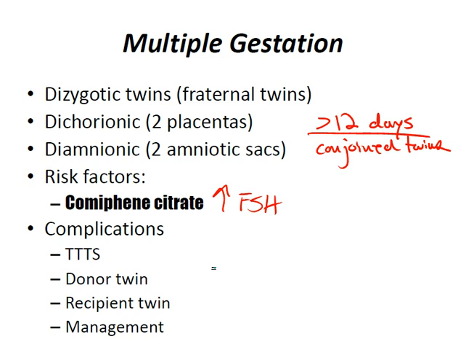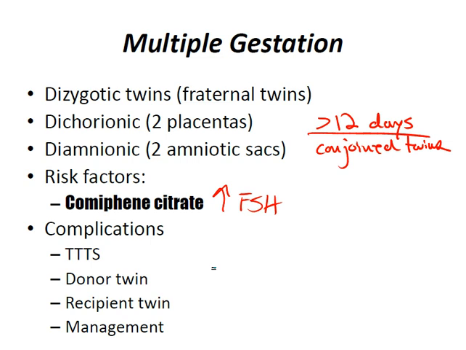So complications of multiple gestation pregnancies include preeclampsia, anemia, preterm labor, placenta previa, congenital anomalies, postpartum hemorrhage, but also TTTS, which is twin-twin transfusion syndrome. That is a result of disproportionate blood supply in monochorionic multiples.